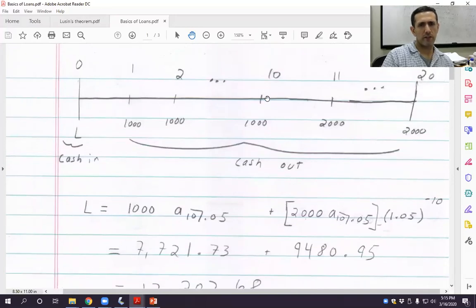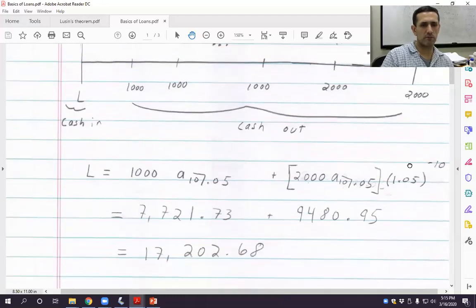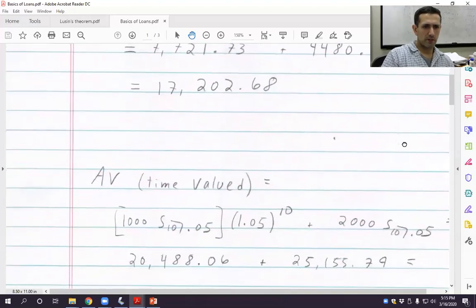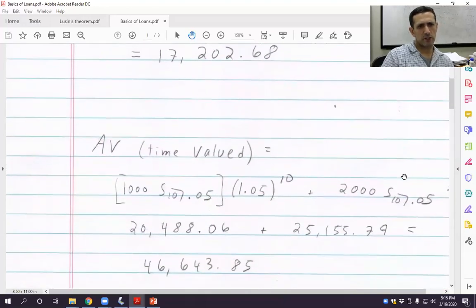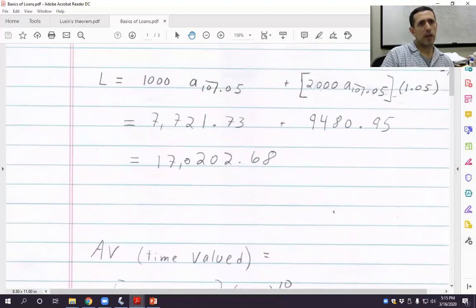Again, we're going from the end of the 10th year to the end of the 20th year. So at the end of the 20th year, the 2,000 payments accrue to 2,000 s angle 10 at 5%. And that's going to be 46,643.85. You could have also just simply taken this number here, L, and this accrues 20 years of interest at 5% interest, and check that that is true.